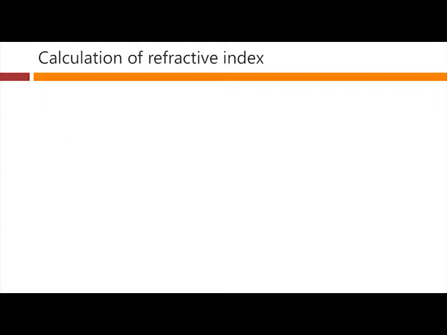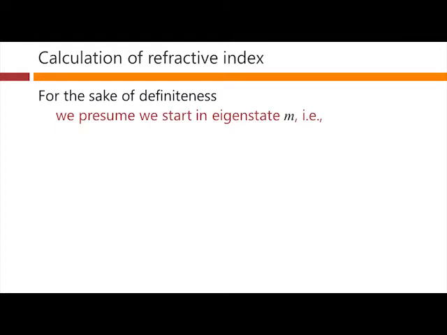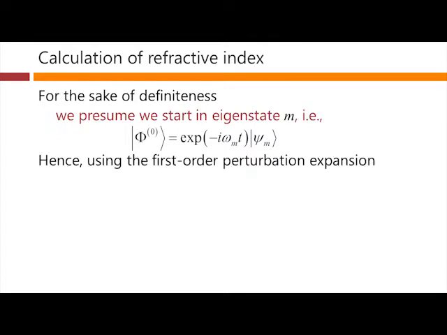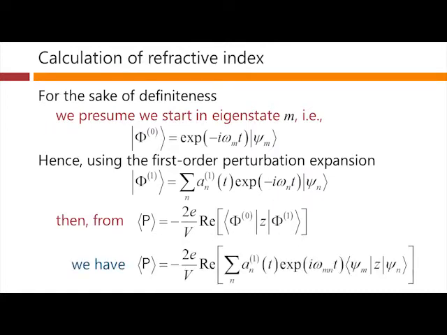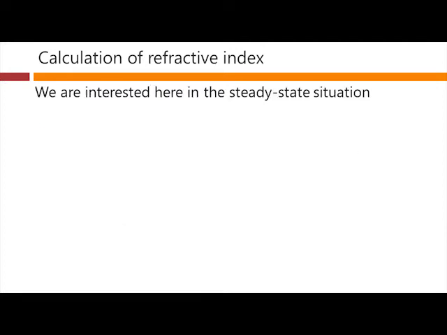For the sake of definiteness now, let's presume we start in a specific eigenstate m. So our starting state is psi m here, and we've put in our time factor. Hence, using the first order perturbation expansion from this expression here, we have that the expectation value of the polarization explicitly now should be all of this expression.